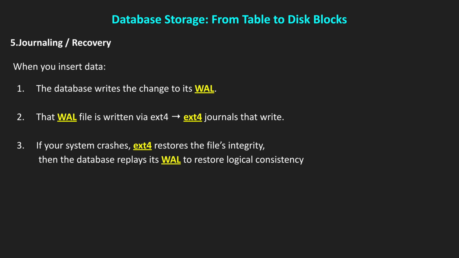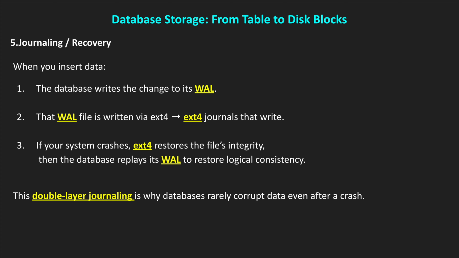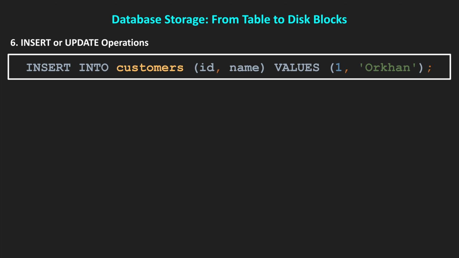After that, if the system crashes, ext4 restores the file's integrity, and then the database replays the WAL to restore the logical consistency. This is so-called double layer journaling, and that's the reason why databases rarely corrupt the data even after a crash.